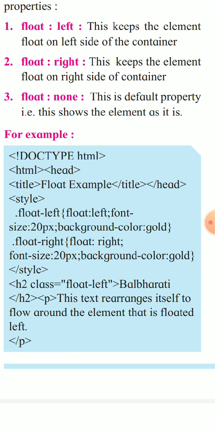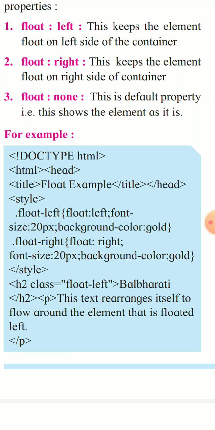Then again the next class, see here dot float-right, this is the class name, dot float-right, again in curly brackets, float. For float the value is right, again semicolon, font-size here 20 pixel, semicolon, background-color gold, semicolon, curly bracket complete. Here the second class declaration is over. Okay, then end of style, then end of style tag.